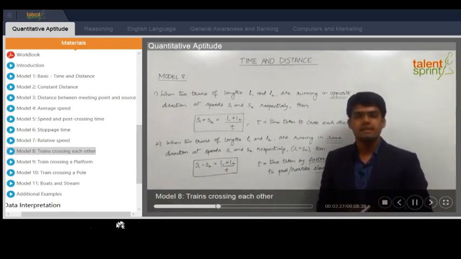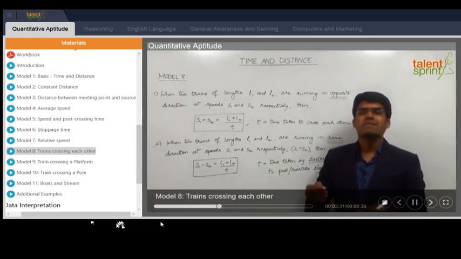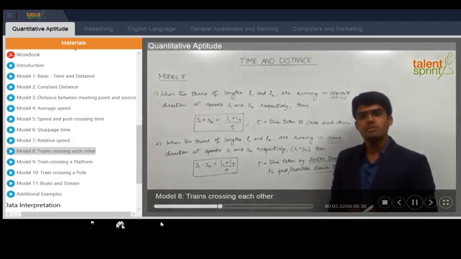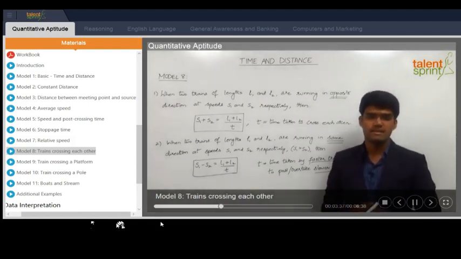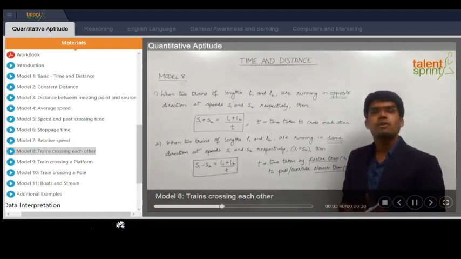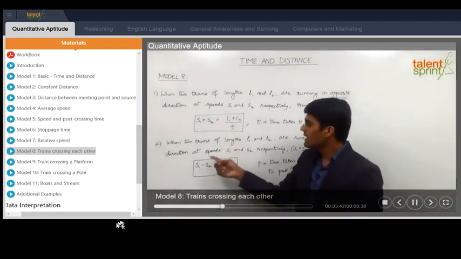In some special cases, a moving train may have to cross a train which is stationary. So in that case, we can assume that the length of the moving train is L1 and the length of the stationary train is L2. Now the equation to be used there will also be any one of these two.